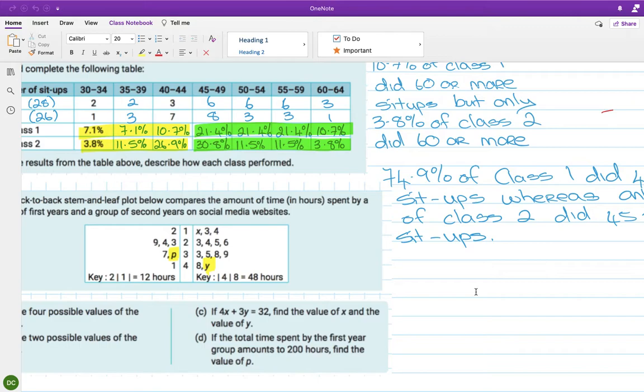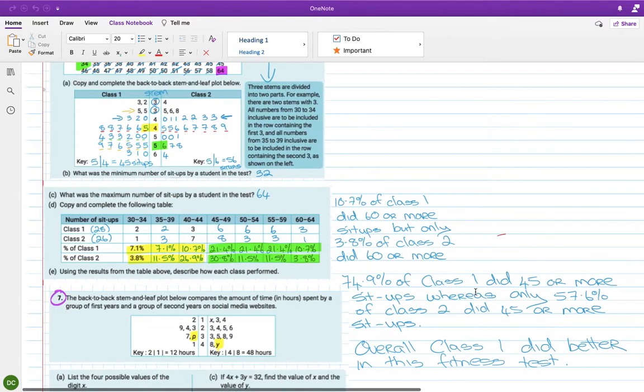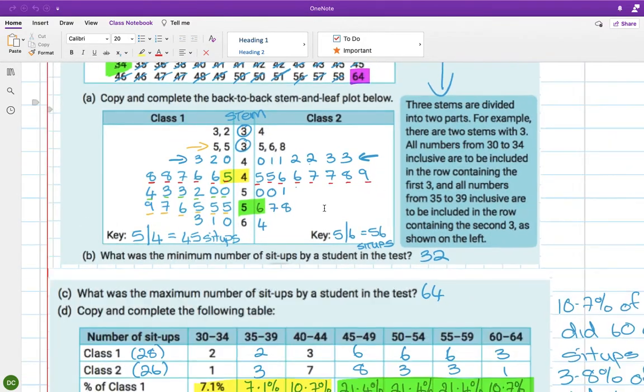Okay, so then I'd make some kind of a comment like overall class 1 did better in this fitness test. Something like that. I mean, you can see it anyway if you look at the stem and leaf.